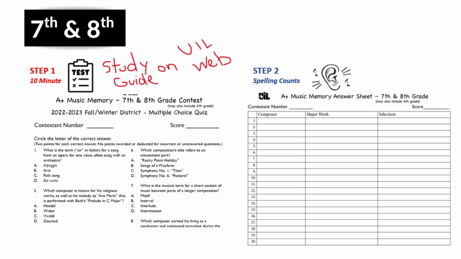Part 2 is the listening identification section. Students will hear 20 clips, and for each clip, they write the composer name, major work if required, and selection on the answer sheet. Spelling counts, and no matching or tiebreakers are used in this division.